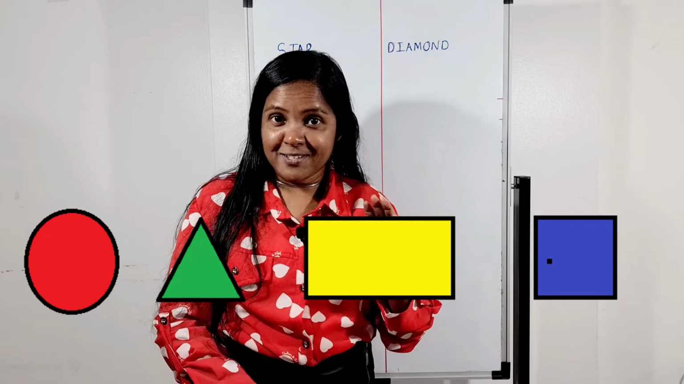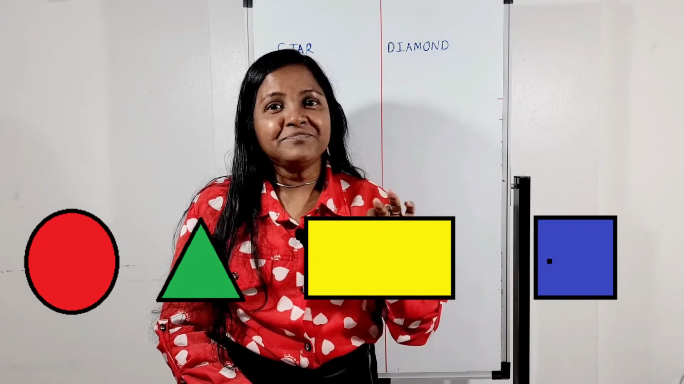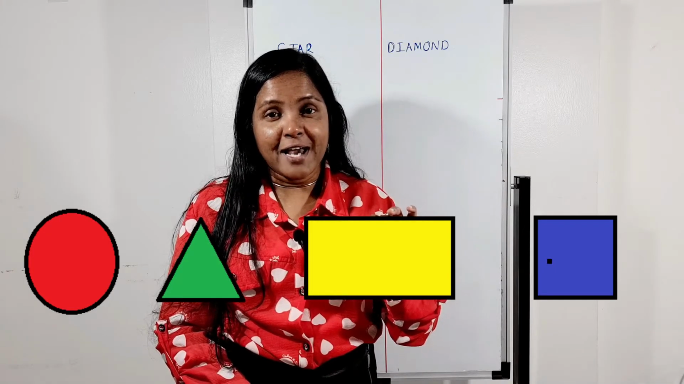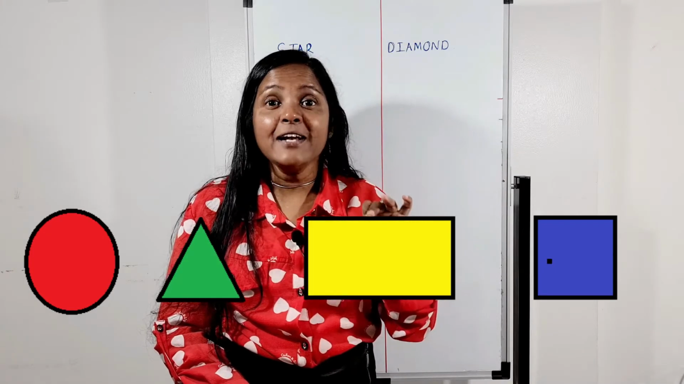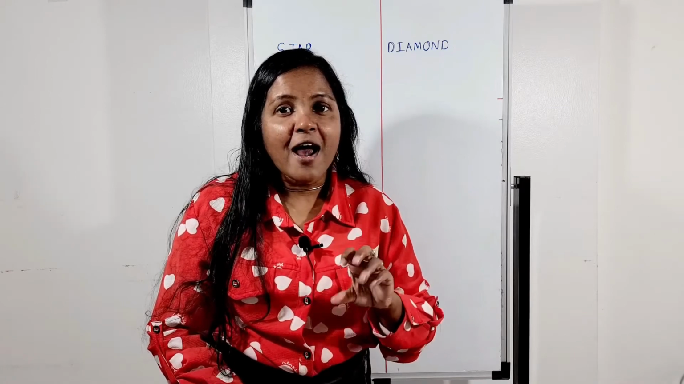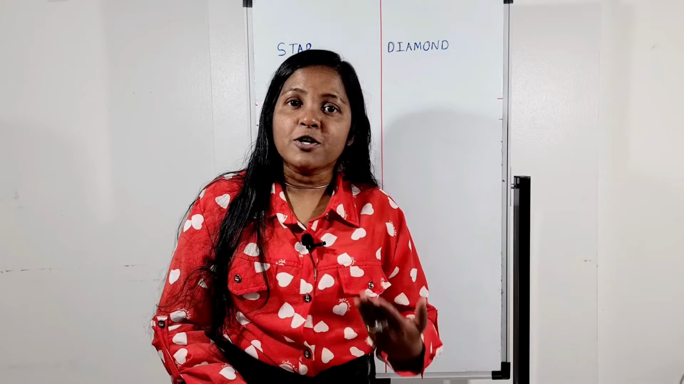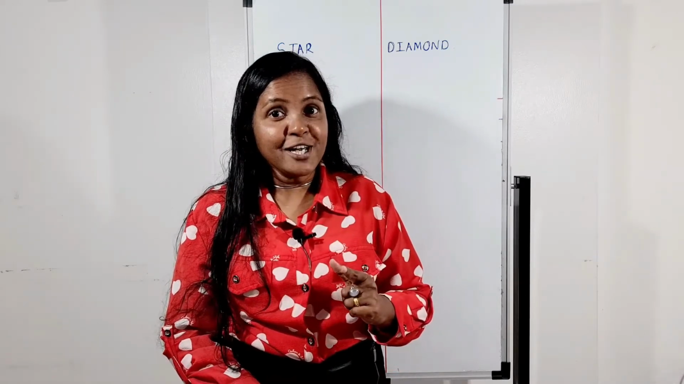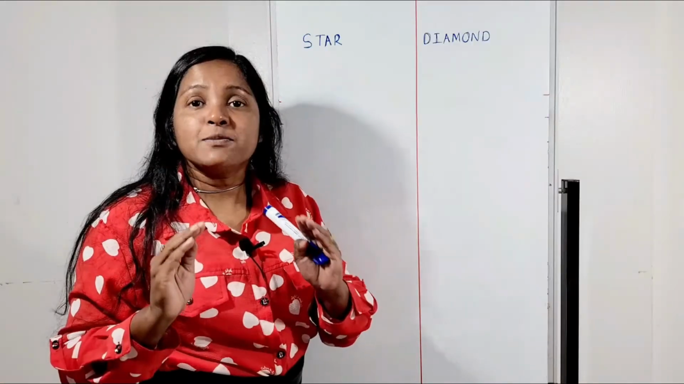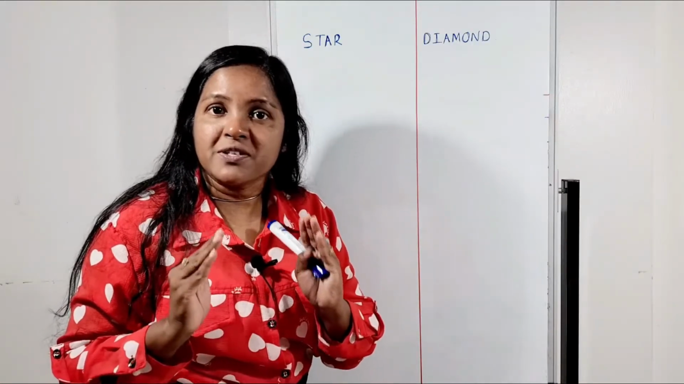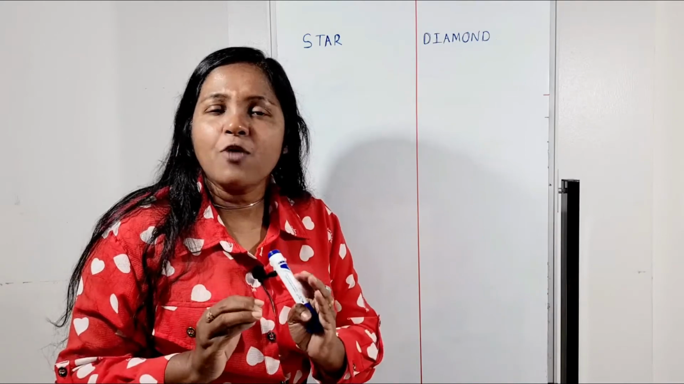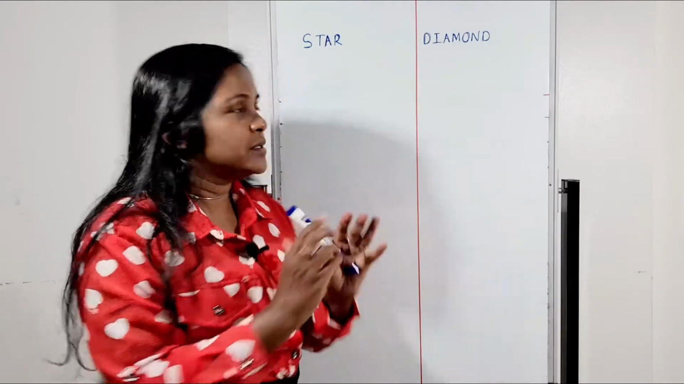So far we learned circle, triangle, rectangle and square. Today we are going to learn star and diamond. First I am going to draw a star on the board. Listen carefully. Look at the board. It's a little bit difficult to draw the star. So listen carefully and look at the board.